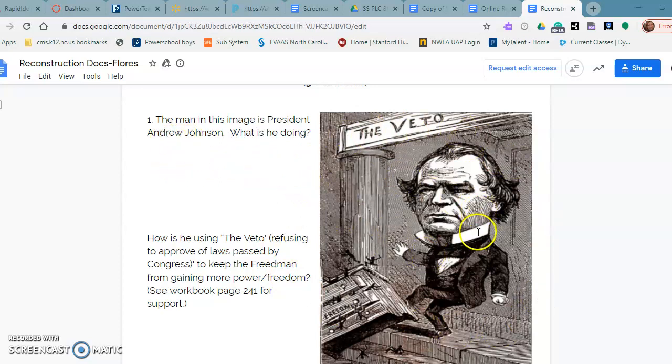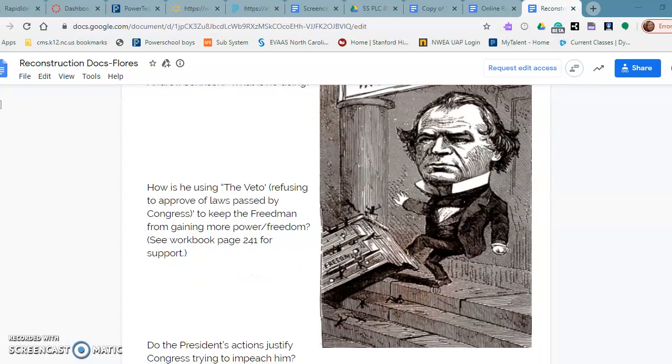So now that we've looked at examples of analyzing the document, now we can go back through and answer the questions. So the man in the image, obviously we know, is Andrew Johnson. What is he doing? He's kicking the Freedmen's Bureau down the steps, and he's doing that by vetoing the ability for the Freedmen's Bureau to continue on helping African Americans that were newly freed under emancipation in the Civil War, along with poor whites, even in this case as well.